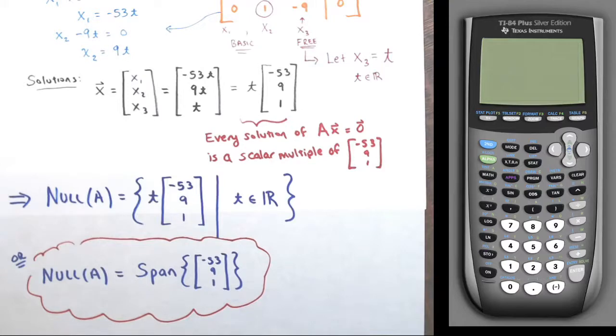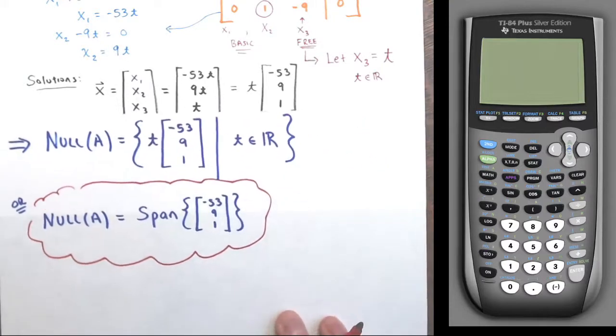Okay, so now for the basis part. If you've done everything like I've shown you up till now, where you put the matrix A into reduced echelon form, and then found the solutions after setting up what are my basic variables, what are the free variables, and writing every variable in terms of the free variables. If you've done that correctly to this point, you'll pretty much have your basis. It's this set here with the vector negative 53, 9, and 1 in it.